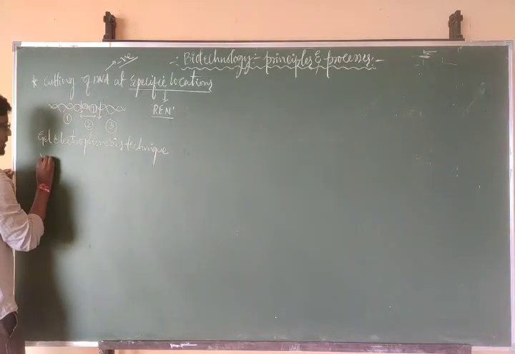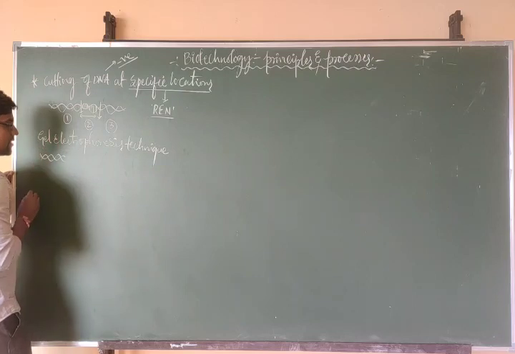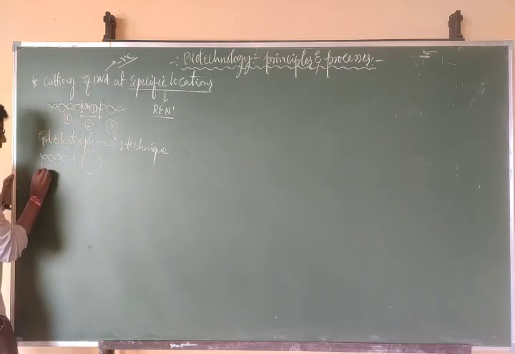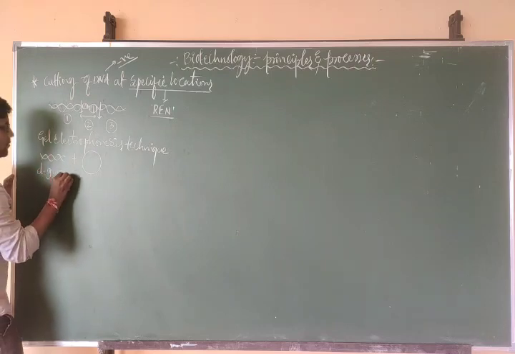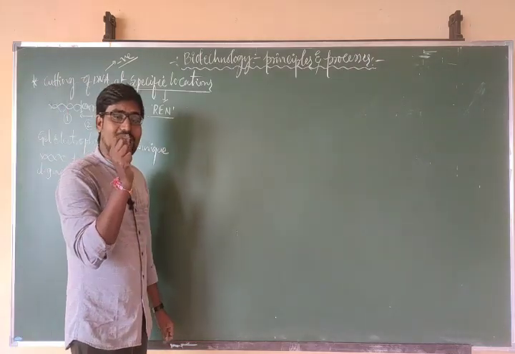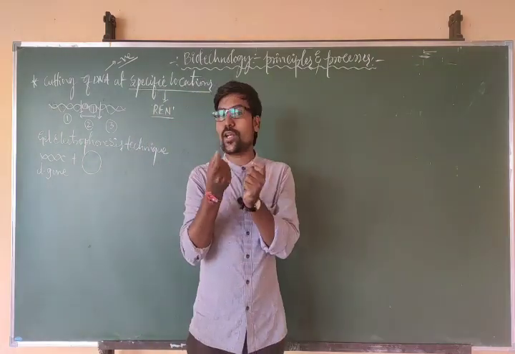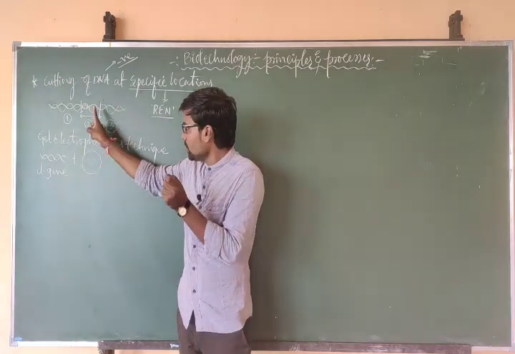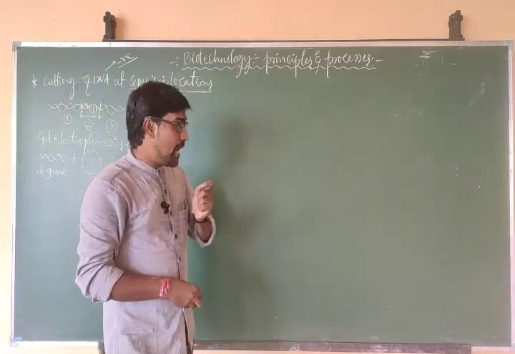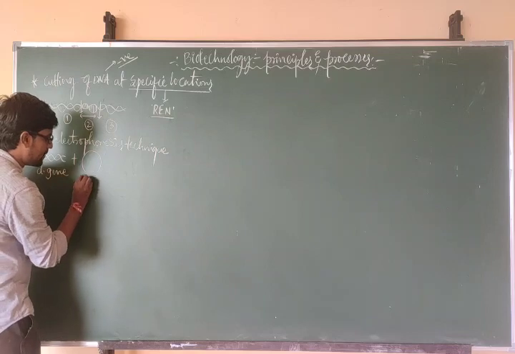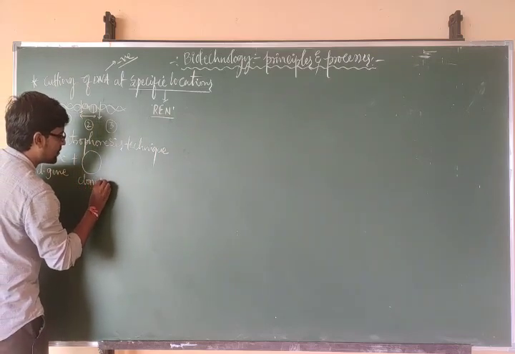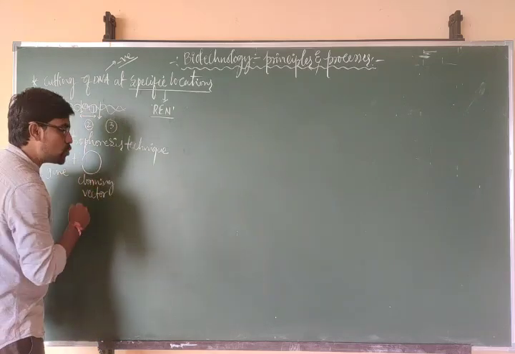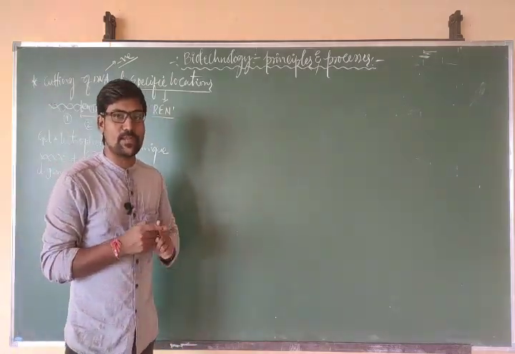Now imagine this is our desired gene and this is the plasmid. So this is the desired gene. That means what character we want or what product we want, that product related gene is the desired gene. So now we have isolated the desired gene. Now the desired gene is mixed with the cloning vector. Which vector? Cloning vector. And usually the cloning vector we are using is a plasmid.